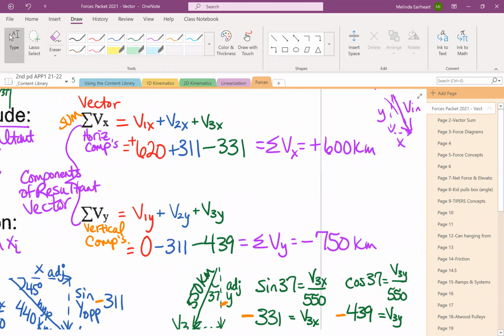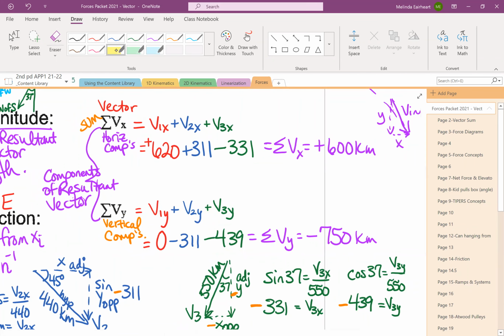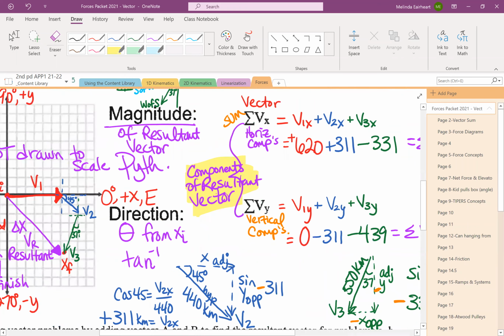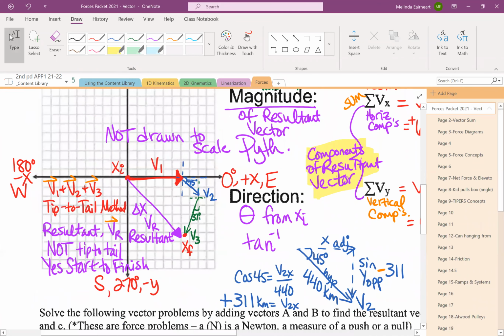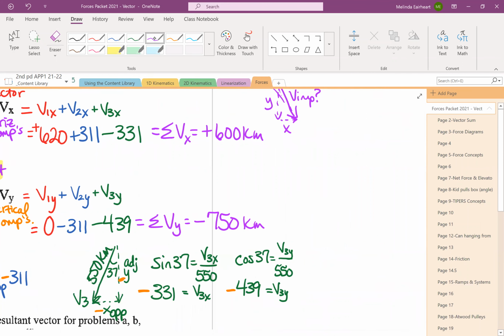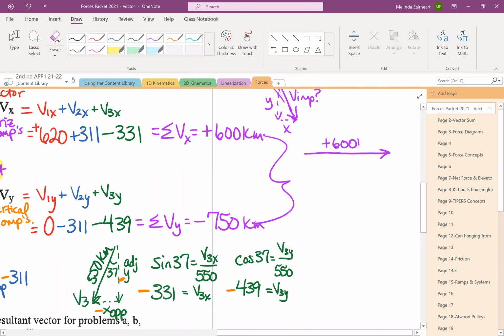Now, earlier I said, what did we just find? We just found the components of the resultant vector. I'm going to redraw. Actually, I can go back to my original drawing. No, I can't. It's already cluttered enough. I'm going to redraw those 2. And so these 2 components, and it doesn't matter which one you start with, I usually just tend to start with the horizontal. And so I'm going to have a positive 600 kilometers for my sum of Vx.